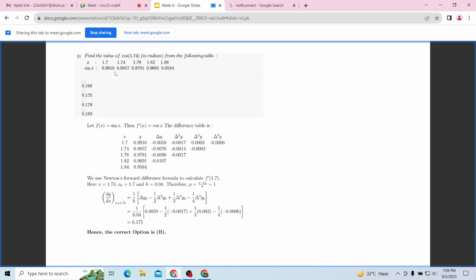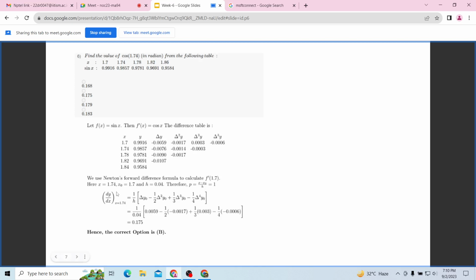So here we have been given x and sin x. So just take sin x as f of x, and then f dash x will be cos x, right? So you have to calculate cos of 1.74. That means you have to calculate f dash at 1.74. That is dy by dx at x equals 1.74. So for that we are using Newton's forward difference formula. So okay, first find out the forward difference table. X, y, del y, del square y, del cube y, and del 4y.